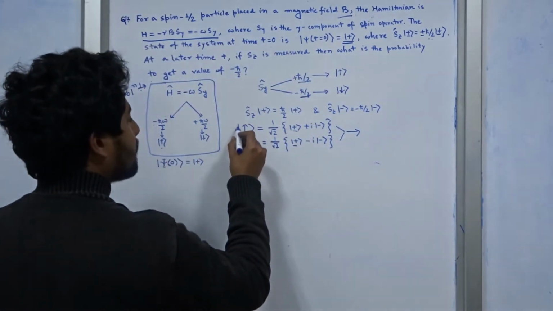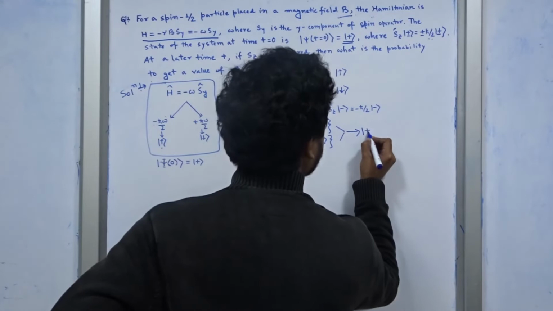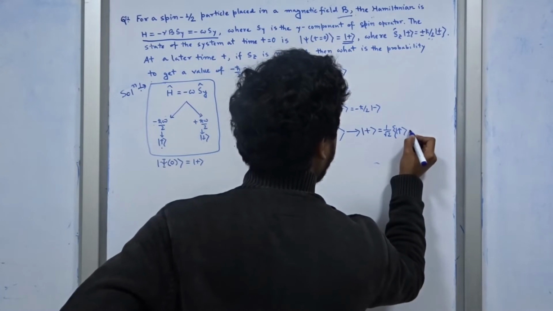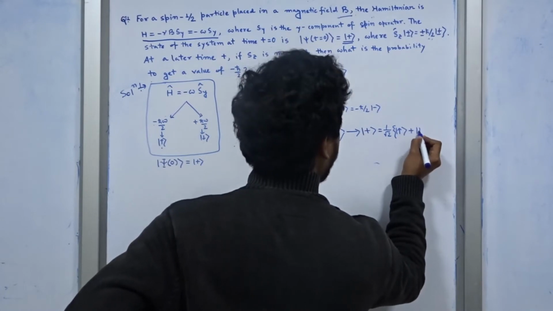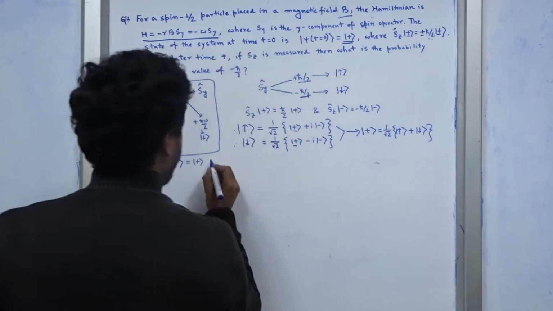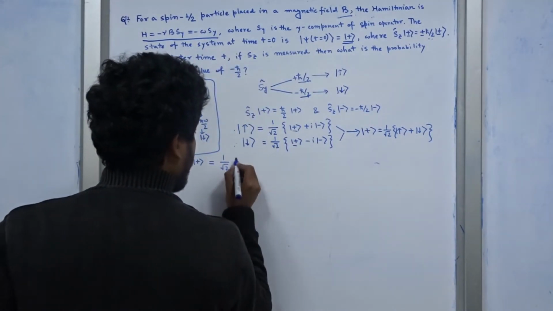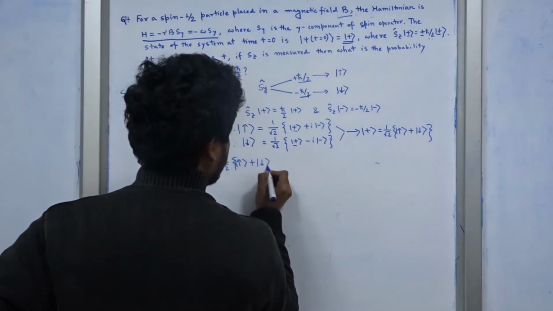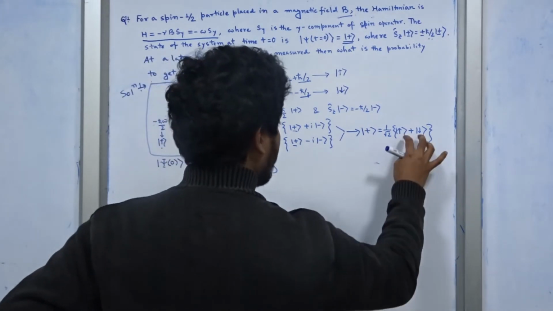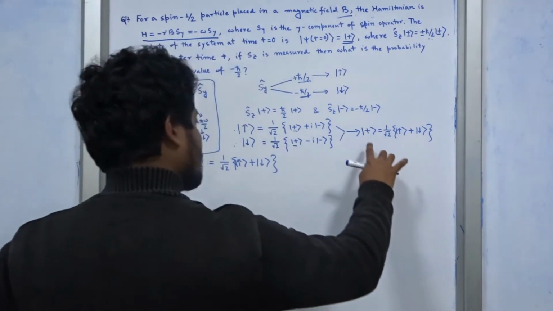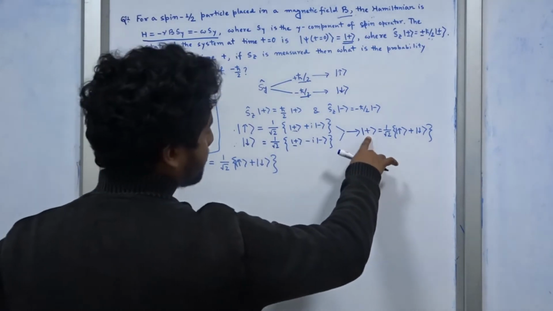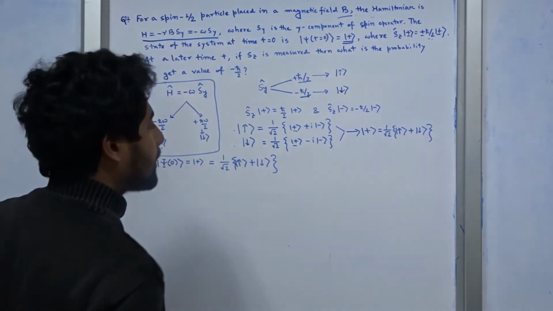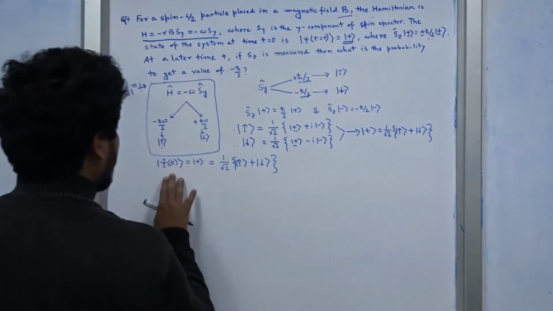If I just take the sum of these two, then I will get this plus, so I can write this plus. Since these two form a basis, I am writing this in the Sz spin basis, in this Sy spin basis. So in this form, this is at time t equal to 0.